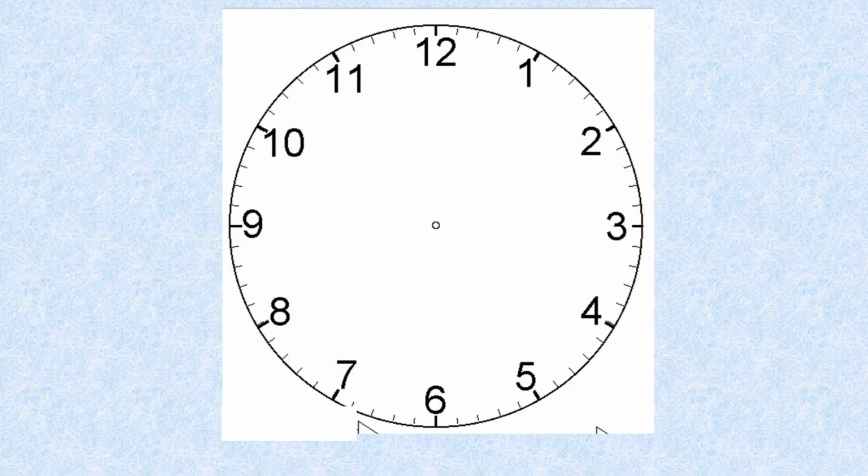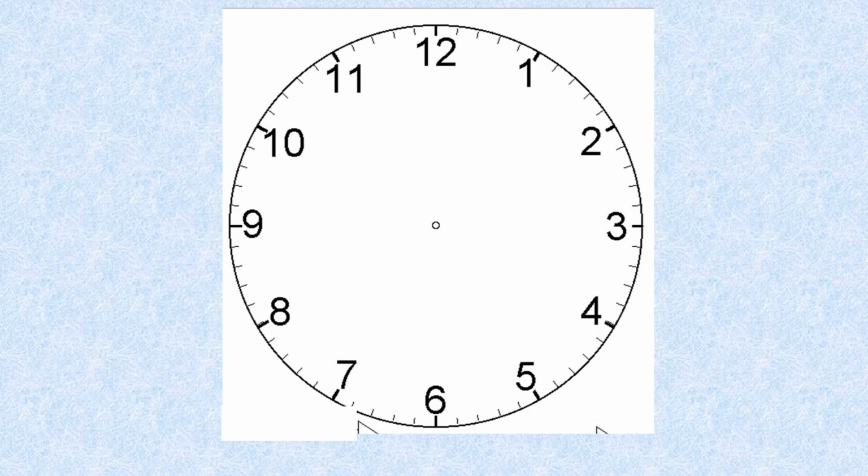Between two numbers on the clock dial, there are 5 small divisions. Thus, a total of 60 small divisions are there from number 1 to 12 on a clock dial. Each small division on the clock dial represents a minute. So, 1 hour is equal to 60 minutes.